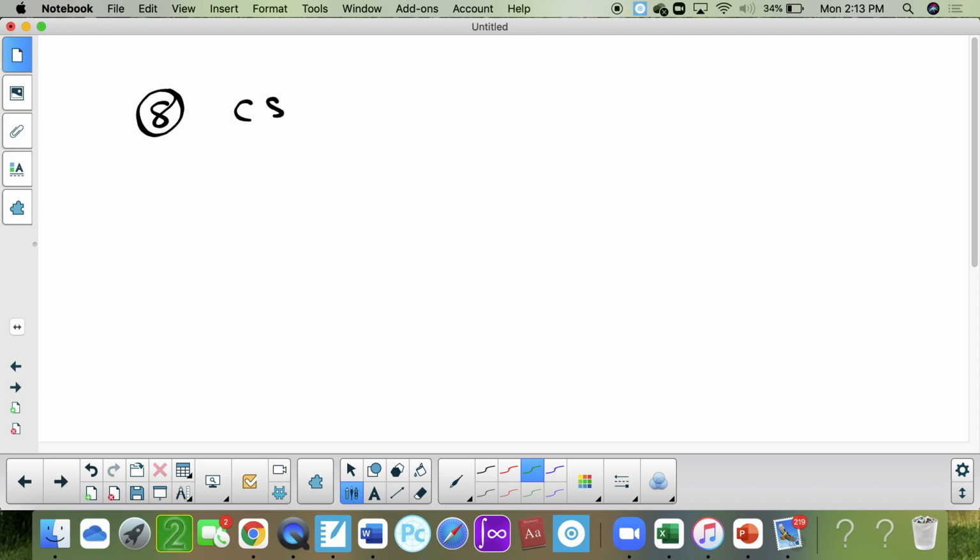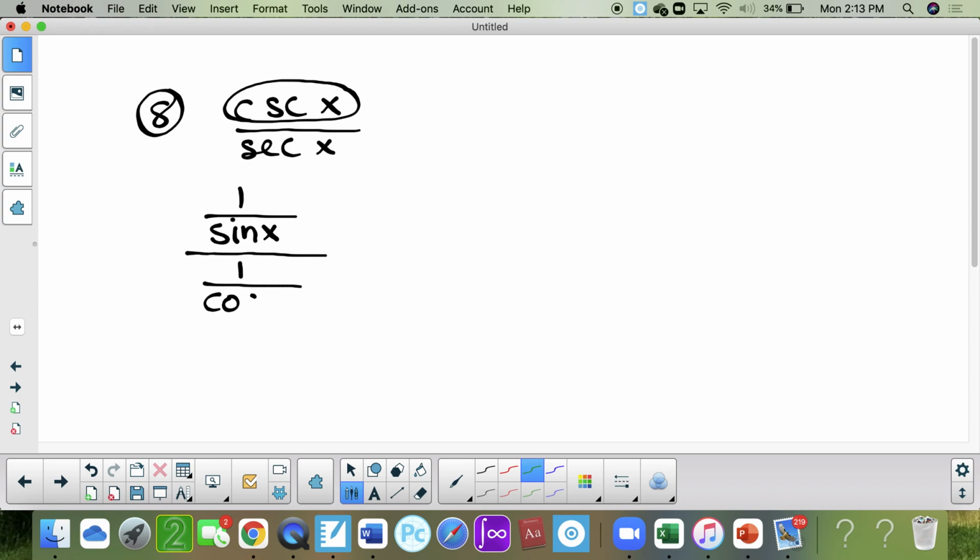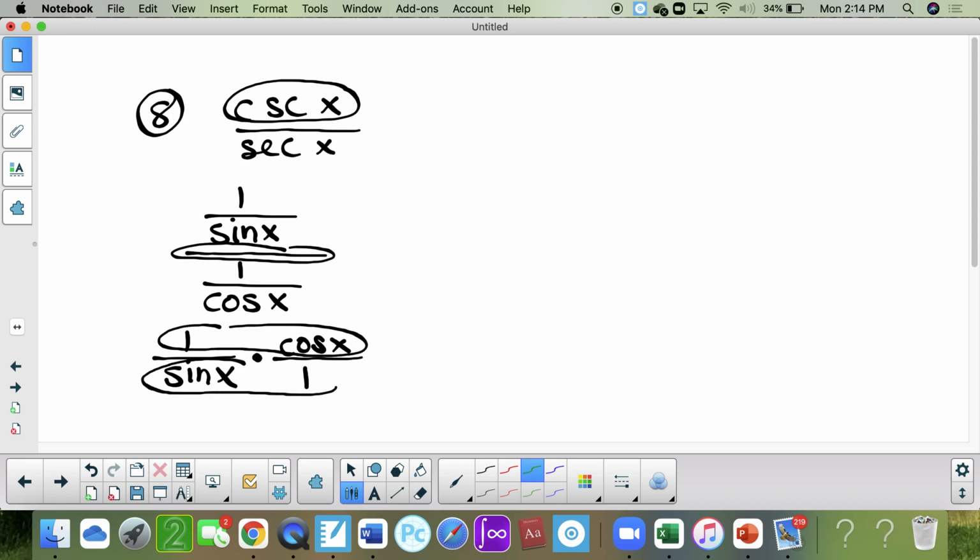you've got cosecant of x over secant of x. I'm going to change cosecant of x to 1 over the sine of x on your formula sheet, and the other one equals 1 over the cosine of x. I'm going to change the division sign to multiplication, so it's going to be 1 over the sine of x times the cosine of x over 1. There's nothing you can cancel out, so I'm just going to multiply this together, and I'm going to multiply this together, which makes cosine of x over the sine of x.